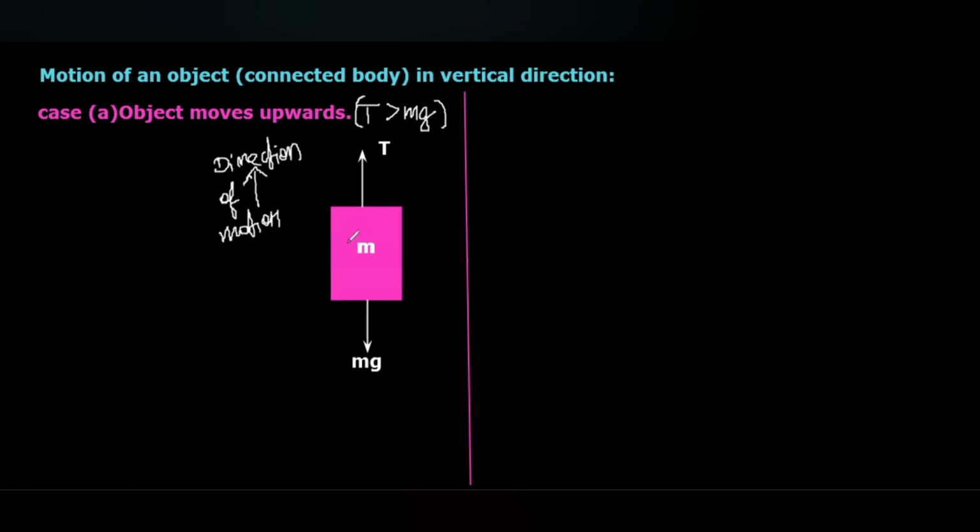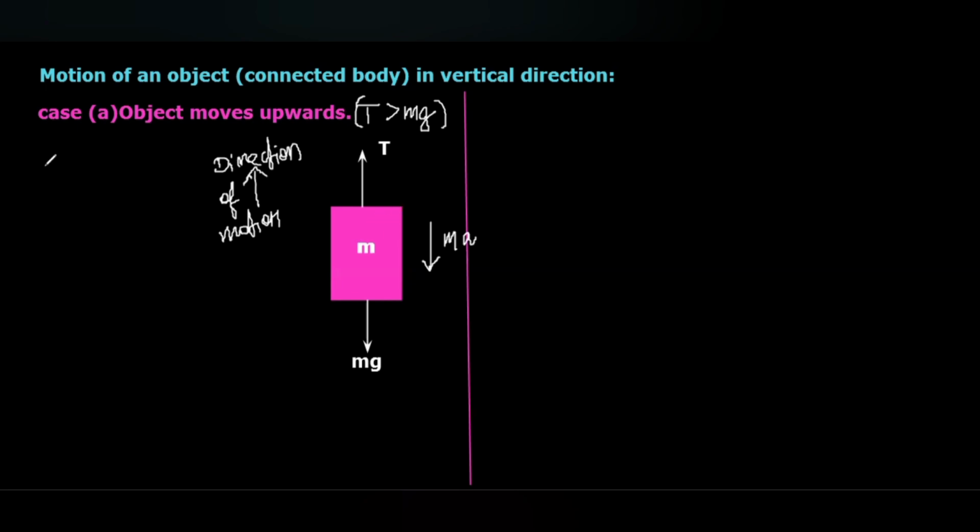As usual, the inertia force, that is m multiplied with a, mass into acceleration, will always act opposite to the direction of motion. Then the inertia force will act exactly downward. Here there are no horizontal forces. And you can see there is no point of contact or surface contact between the object and any other surface. It's freely hanging. So here there is no possibility for a frictional force.